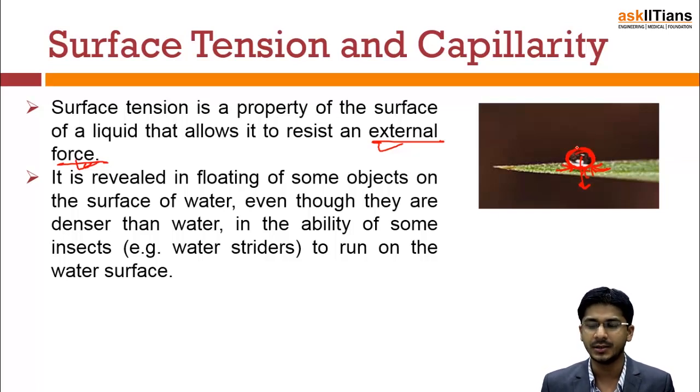So you will only find small drops acting like this, in a manner where the surface tension property is more visible. It is revealed in the floating of some objects on the surface of water, even though they are denser than water, and in the ability of some insects, the water striders, to run on the water surface. We have seen how this shows the property of surface tension, like the insect. Because the whole surface is in a state of tension, an insect can rest on it under the influence of that.